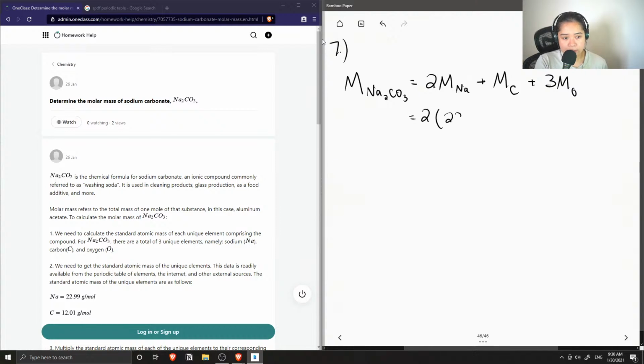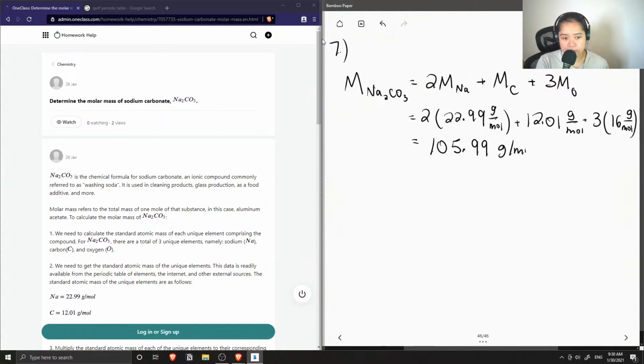So sodium's molar mass is 22.99 grams per mole. Carbon's molar mass is 12.01 grams per mole. And lastly, oxygen's molar mass is around 16 grams per mole. So now when we add all these values up, we get around 105.99 grams per mole.